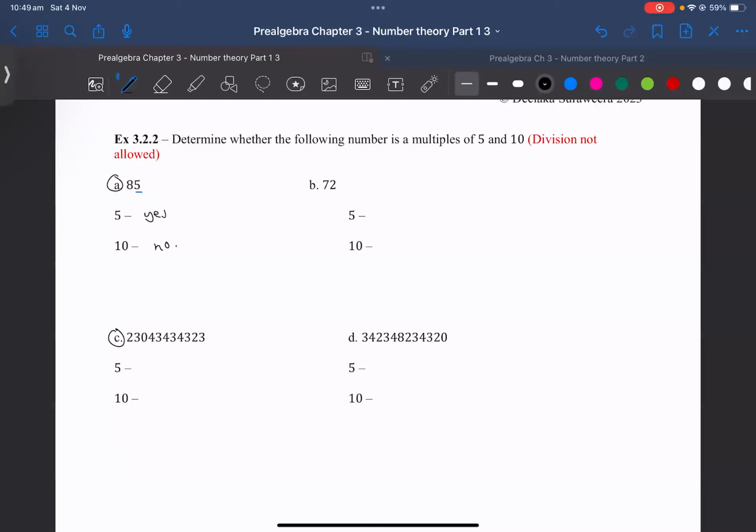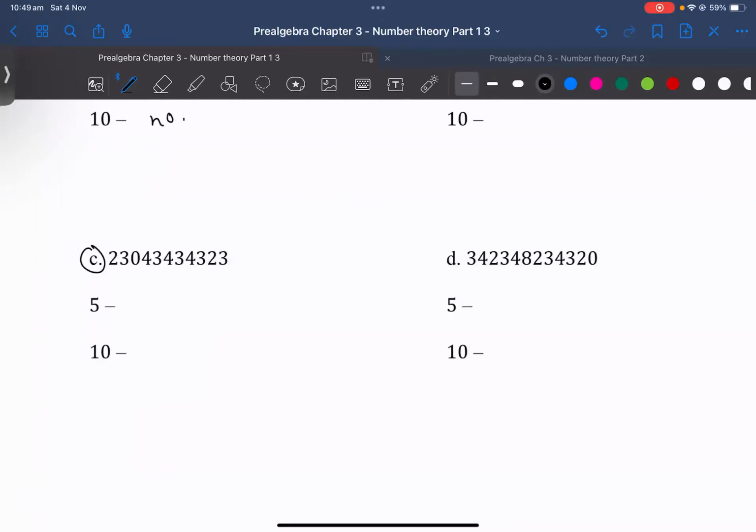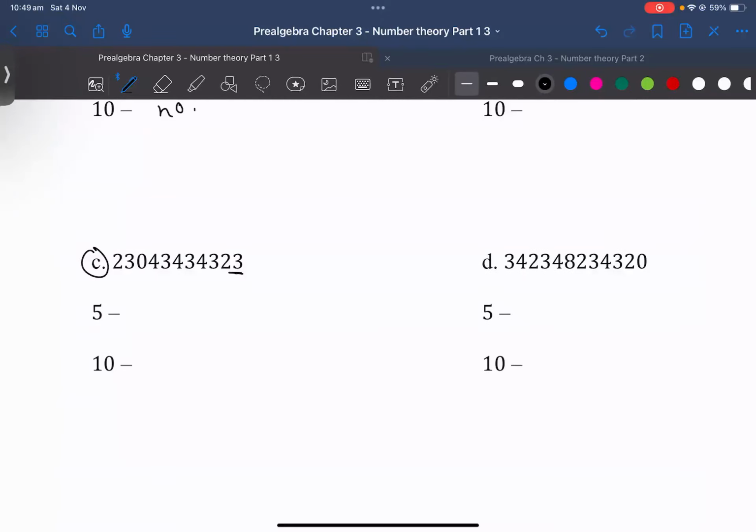Right? And for C, it's not a multiple. It doesn't end with 5 or 0. That means it's not a multiple of 5. It's no. We can check 10 as well. It's pretty easy to check. It's no, but if it's not a multiple of 5, that already means that it's not a multiple of 10 either.